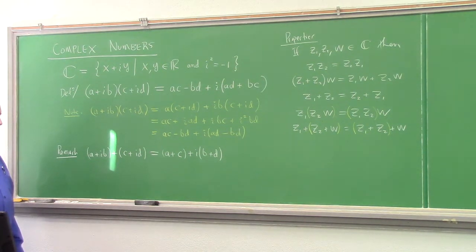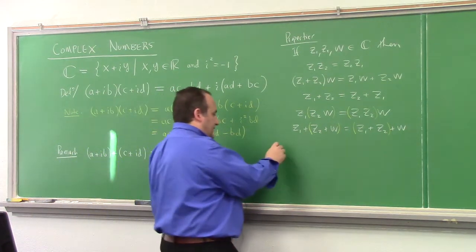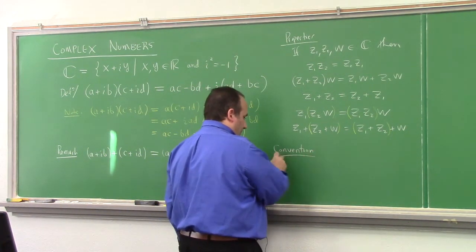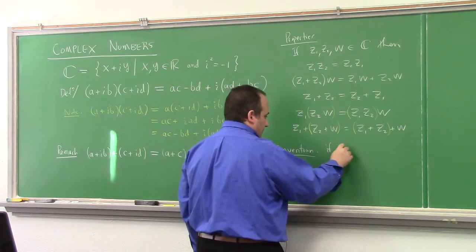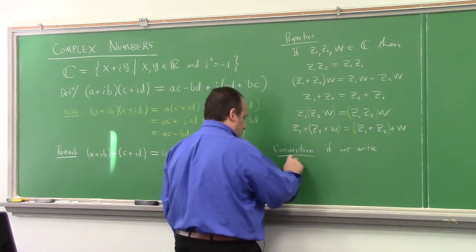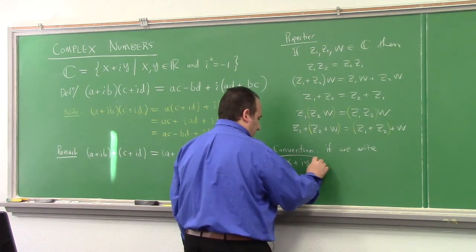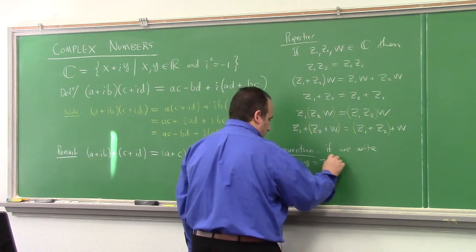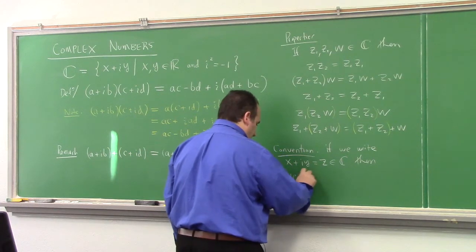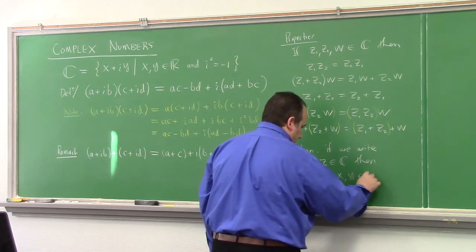Let's see here. I need to make a convention. If we write x plus iy equals z in the complex numbers, then we assume x and y are real numbers.